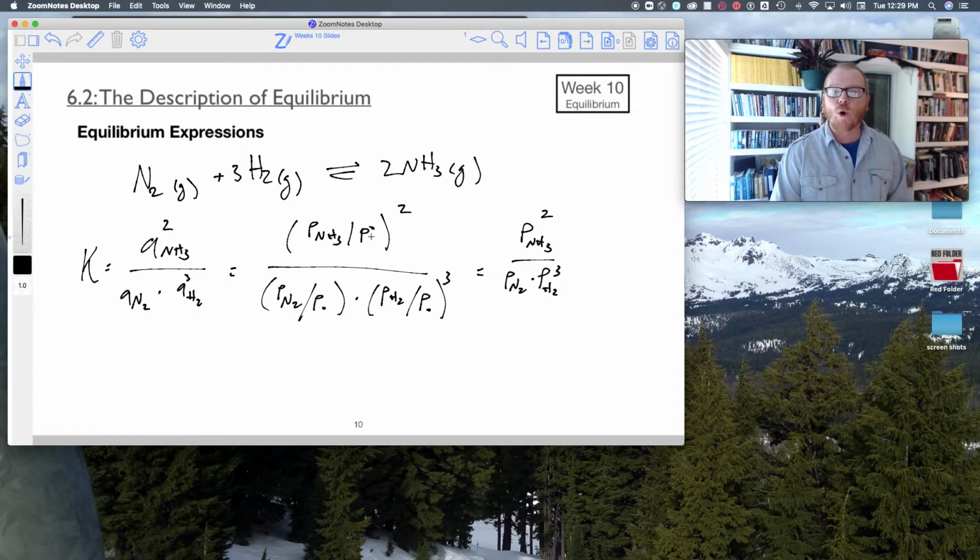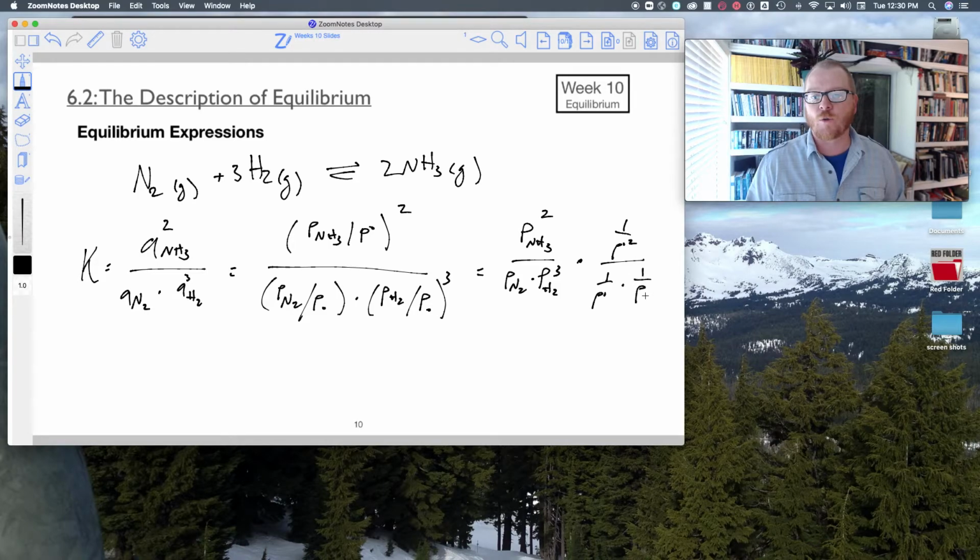But now I'm going to have 1 over P naught squared divided by 1 over P naught times 1 over P naught cubed, okay? And so when I do all of that, I'm going to have times 1 over P naught squared, times 1 over P naught, times 1 over P naught cubed, okay? And all of this becomes 1 over P naught squared divided by 1 over P naught to the 4th power, which actually just equals P naught squared. Okay, so do the algebra to prove it.